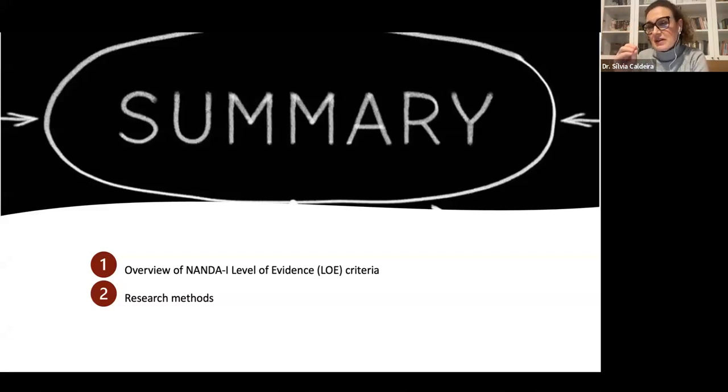And this is very interesting because having the right and the best research method could be the best way of increasing the level of evidence. As you know, the taxonomy of NANDA is research-driven and research-based. So we really need to increase and improve the research on nursing diagnosis to improve the overall taxonomy.